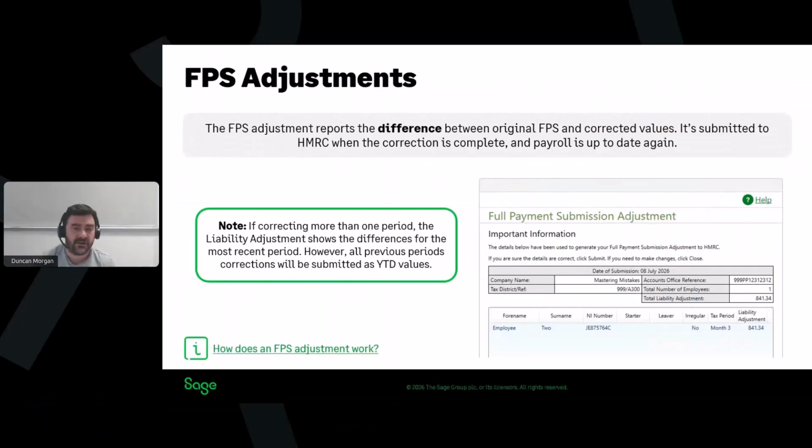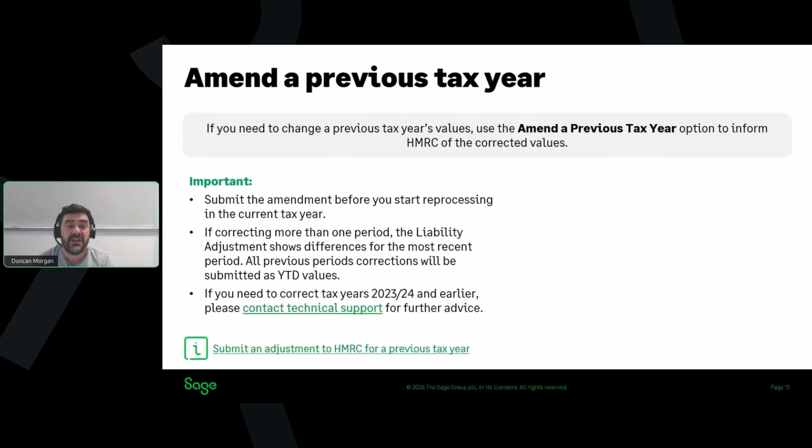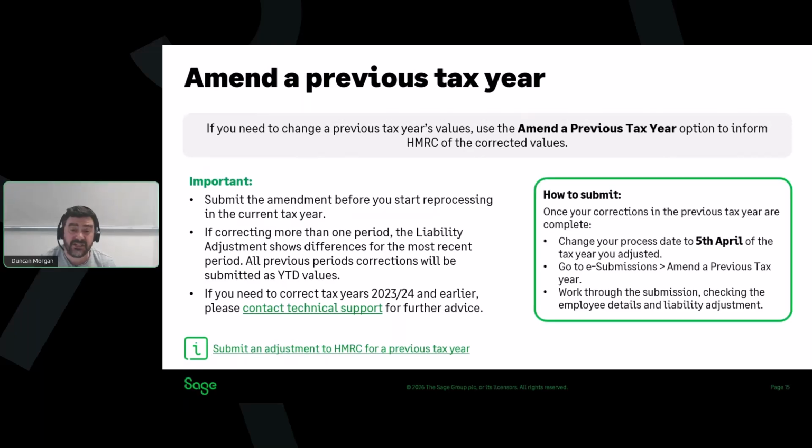So just to start finishing up here, if you're going into a previous tax year, you would again use the amend a previous tax year option when you're ready to do the submission. But the thing to keep in mind is that you need to submit that amendment before you reprocess any periods in the current tax year. Liability adjustment reflects the figures for the last period submitted, but anything else will be included in the year to dates. If you do need to go back to a tax year earlier than 24-25, so more than 2 years in the past, our technical support team will be able to advise on how best to do that.